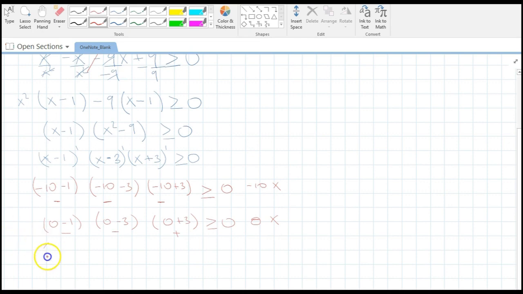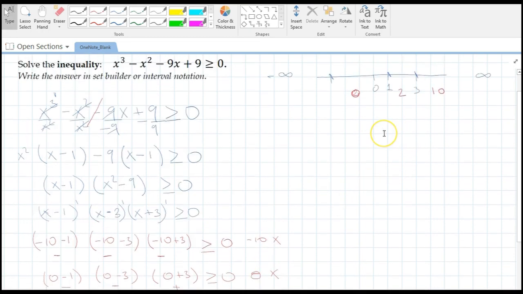If I plug in 2 minus 1, at the end it's going to give me a positive number. If I have 2 minus 3, it's going to give me a negative. And 2 plus 3 is going to give me a positive one. At the end, as I combine them, it's going to give me a positive number. That's what I'm looking for. So 2 checks.